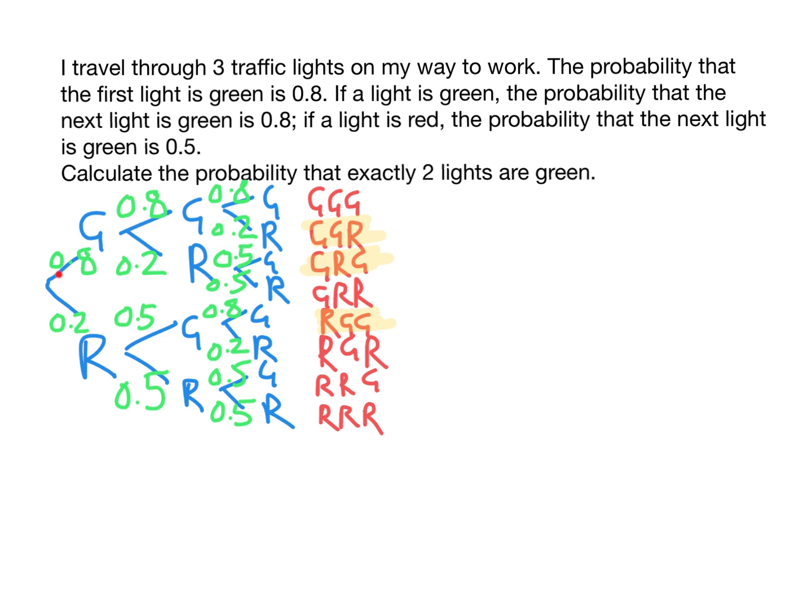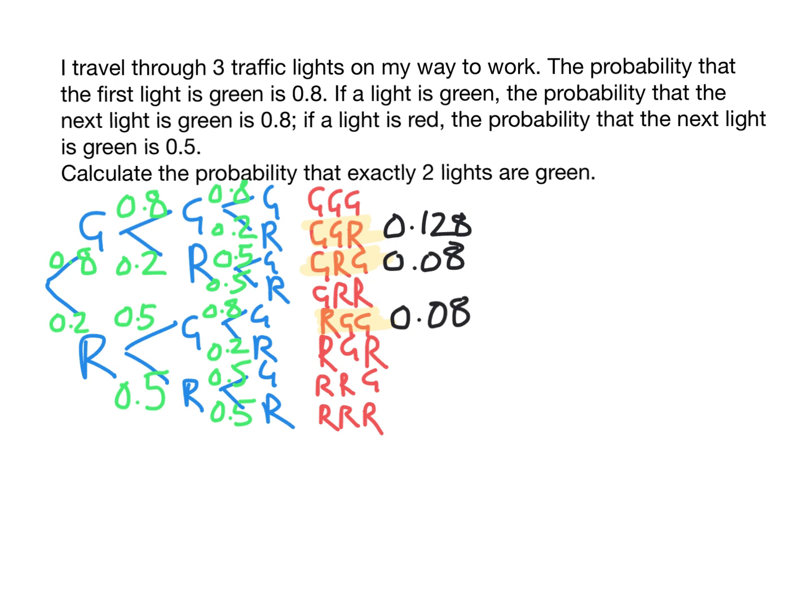So for green, green, red, it's 0.8 times 0.8 times 0.2. Of course you can use your calculator for that. We get 0.128. So for green, red, green, we go 0.8 times 0.2 times 0.5, which is 0.08. And for the last one, red, green, green, we multiply 0.2 by 0.5 by 0.8, which is also 0.08.